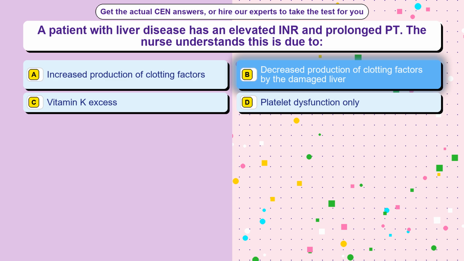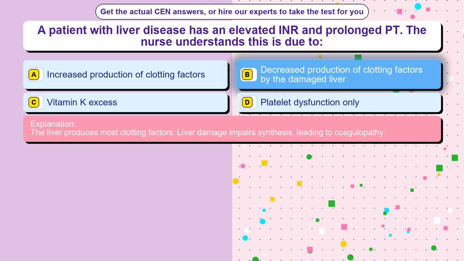The correct answer is option B. Decreased production of clotting factors by the damaged liver. The liver produces most clotting factors. Liver damage impairs synthesis, leading to coagulopathy.